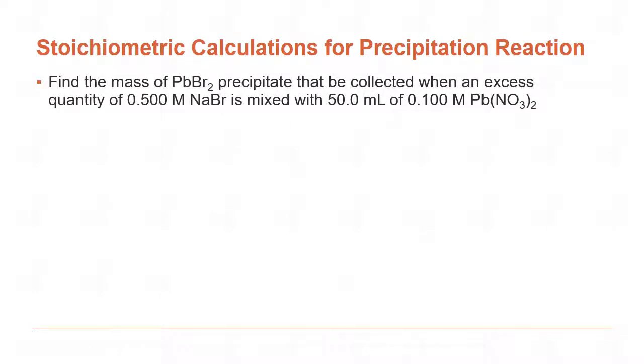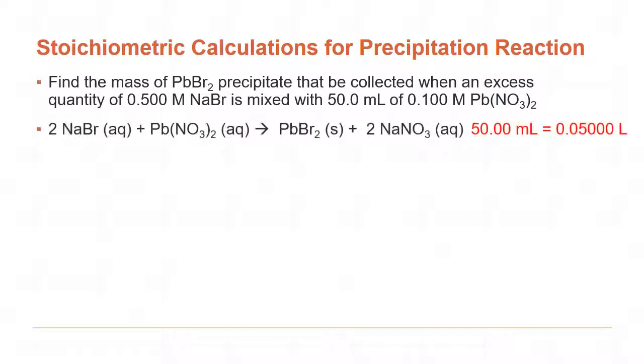Well, let's take the next step of solving a stoichiometry problem, again using molarity as a conversion factor, much like we've used molar mass in the past. So in this particular problem, I want to find the mass of lead bromide precipitate, that's this product here, that can be collected when an excess quantity of 0.500 molar sodium bromide, that's this reactant, I have an excess of that, is going to be mixed with 50 milliliters of 0.100 molar lead nitrate. That's my other reactant.